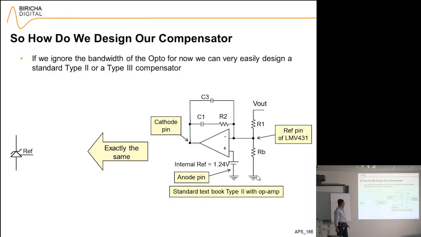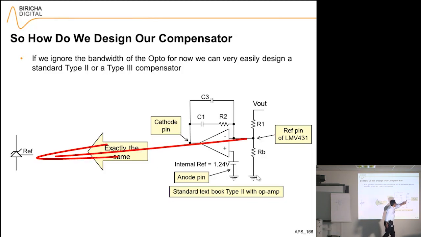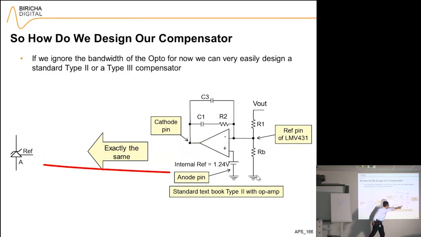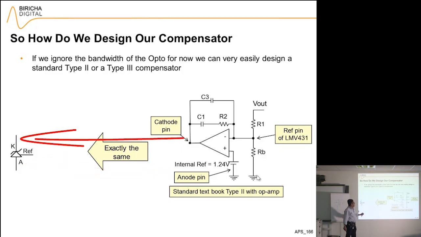That is the reference pin. That pin is the same as that point here. Then that's the anode pin. That pin is the same as that point here. And this is the cathode pin. That is the same as that pin here. So all I have to do to make a type 2 compensator is to just connect it exactly the way that that circuit looks.